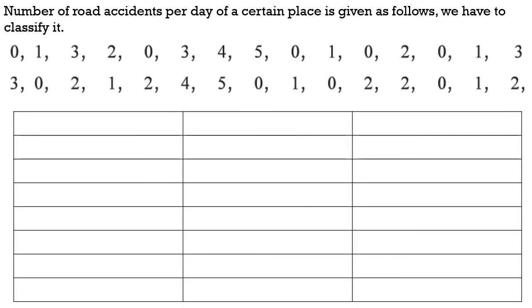Now, for that I have prepared a table here. I will give the title, number of road accidents, then the tally marks, and then the frequency. Now tally marks is something which you are very familiar with. Tally marks are singular vertical bars which we put for each random data here. We will get back to it shortly.